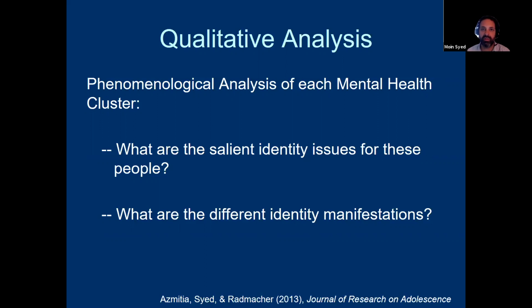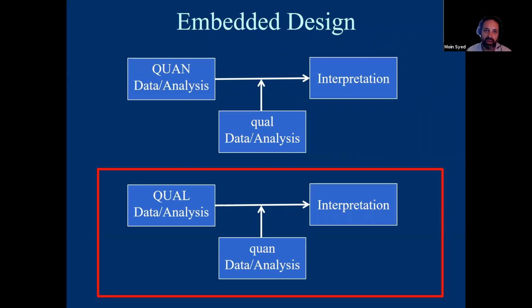And so it was purely meant to provide details about what might actually be going on identity-wise in terms of these mental health transitions, whereas the main purpose of the analysis was to identify the mental health transitions and their links to identity quantitatively. Okay, so that is the embedded design where qualitative comes first and then quantitative is supplementary.